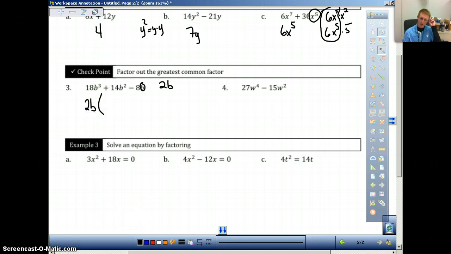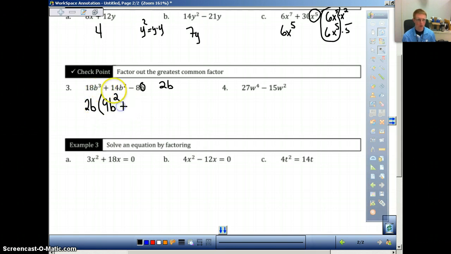And this is the most difficult part about this. If we bring a 2b to the outside, it means we're dividing by 2b on every single term. We're dividing out a 2b. We're pulling off a 2b off of each term. So in other words, 18 divided by 2 is 9. B to the third, if we pulled one of our b's off of there, then we're still left with b squared because we only pulled one off of there.